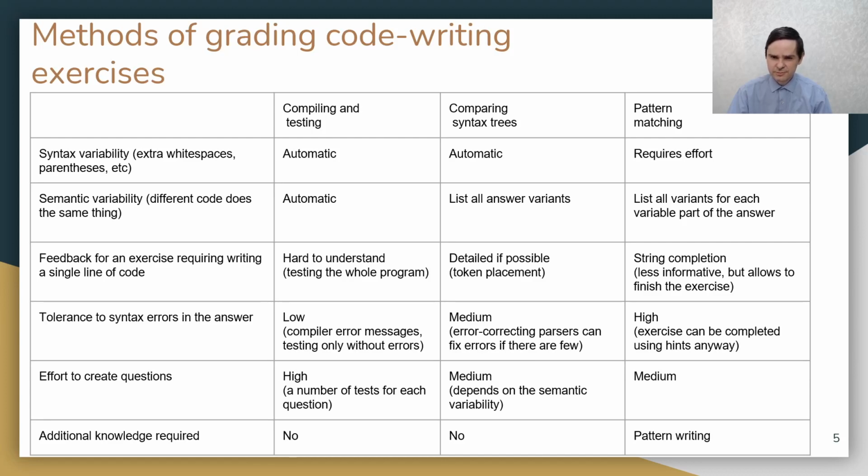Comparing syntax trees is a good way to take into account syntax variability without writing tests. However, it handles semantic variability, different ways of achieving the same results, poorly because it requires listing all the variants. For example, in the C++ programming language, there are 6 ways of incrementing a variable. This is especially bad if the answer has several independent variable parts, because the number of possible correct answers rises multiplicatively. 3 parts with 3 variants each give 27 variants of answer, and there are worse cases among lines of program code. This limits the tasks that can be practically given to rather simple lines.